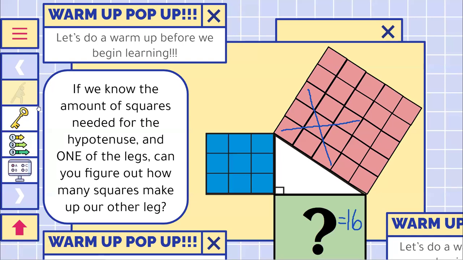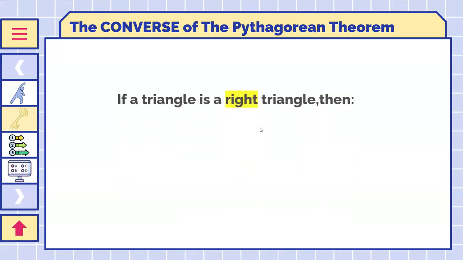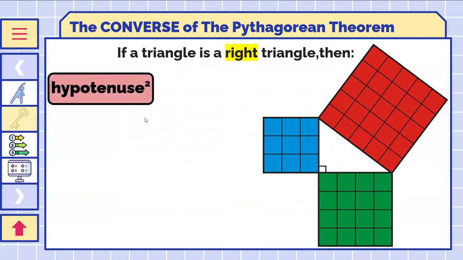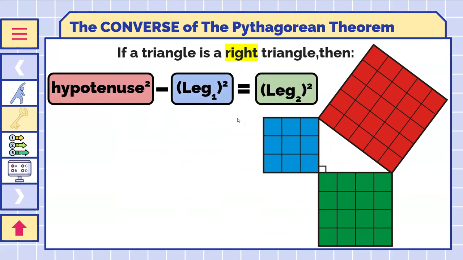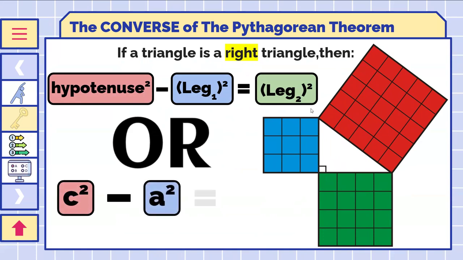I'm going to clear this up, and let's actually look at the converse of the Pythagorean theorem. Once again, this only works if a triangle is a right triangle. Just always remember that. If we take the hypotenuse squared and subtract one of the legs squared, you will get the other leg squared. In other words, the warm-up problem. Or if you want to simplify it, c squared minus a squared equals b squared.